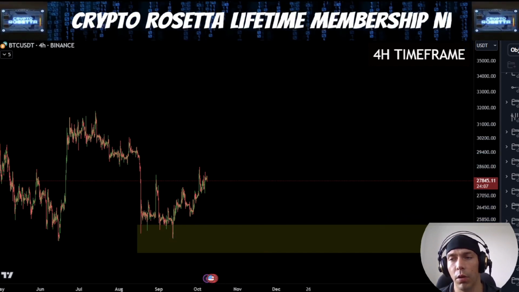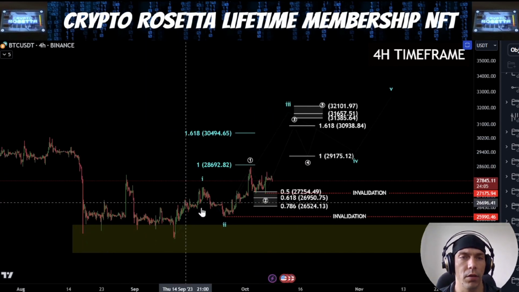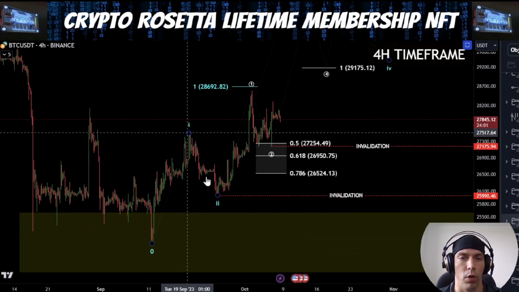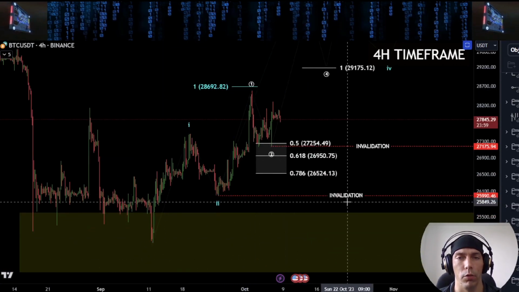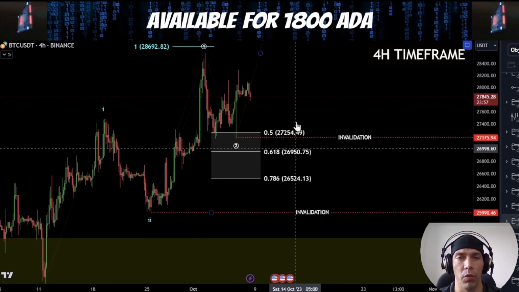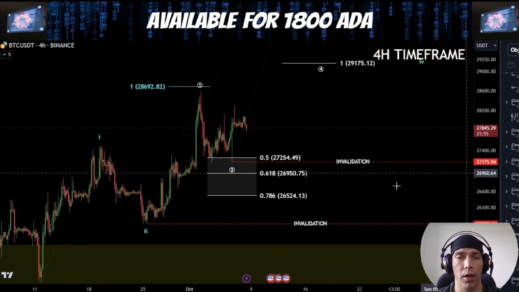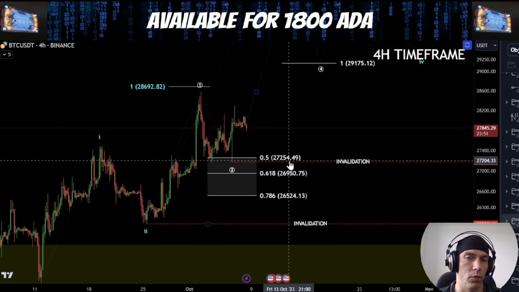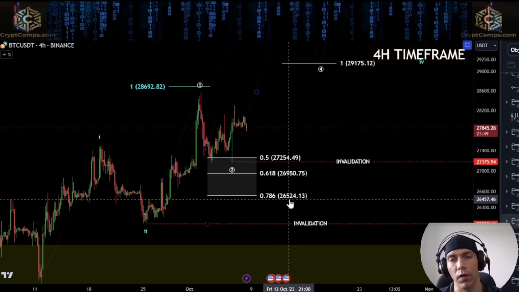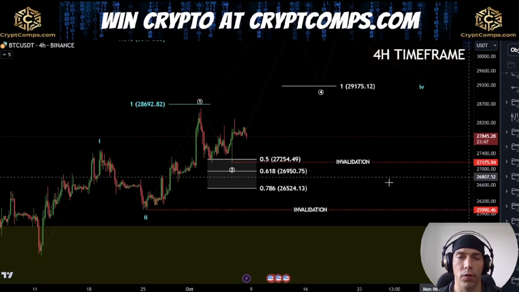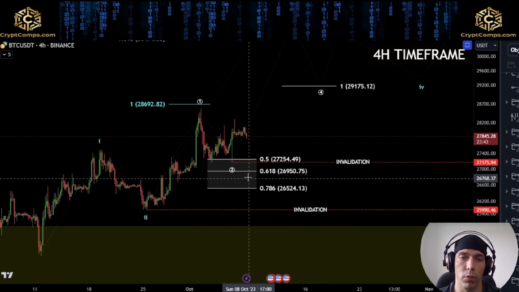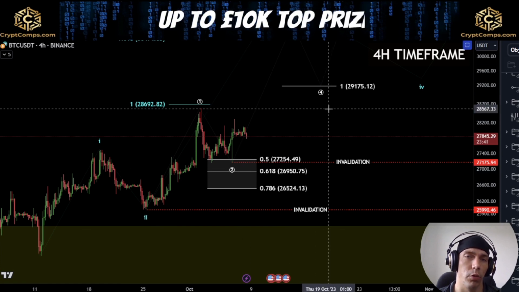Now, there is another way we could look at this as a potential breakout. And what we'd then be saying is that internally here, what we have is 1, 2, and another 1 and a 2. Now, if this is the case, we have come into this white support box area here, which is between this 50% and the 786 at 27,254 to this 26,524. Now, if this is the case, what this could then mean is that we could have 1, 2, 1, 2, and we're actually looking for a bigger third wave to play out.